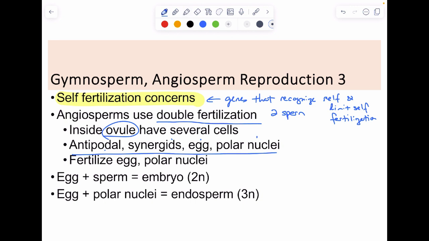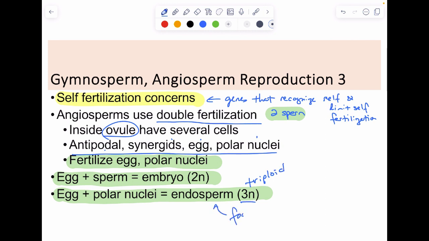One of these sperm is going to fertilize the egg, and the other one is going to fertilize the polar nuclei. A fertilized egg is going to give you the embryo, which is going to be diploid, and the fertilized polar nuclei is going to produce a structure called the endosperm, which is triploid. And this is going to be the food source.